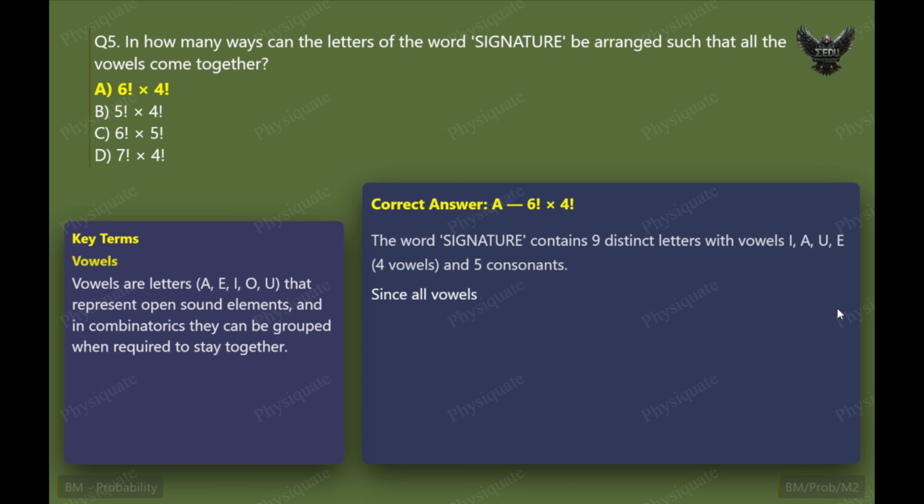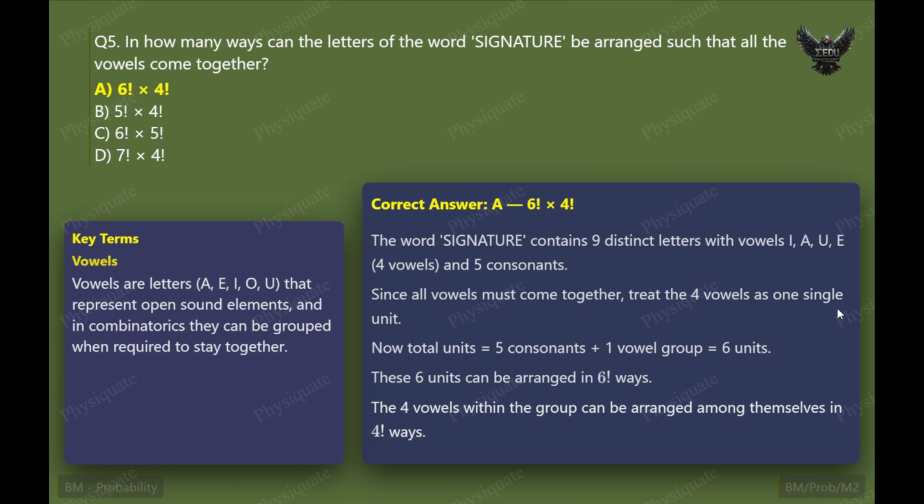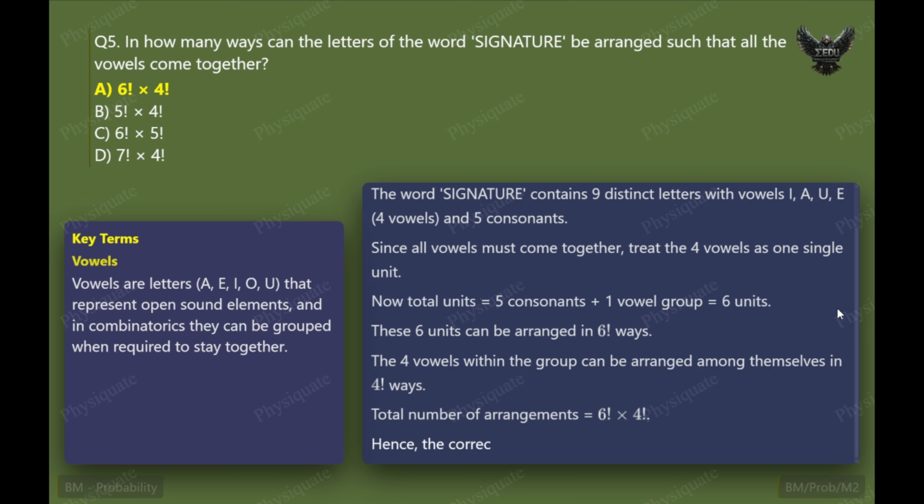Since all vowels must come together, treat the 4 vowels as one single unit. Now total units equals 5 consonants plus 1 vowel group equals 6 units. These 6 units can be arranged in 6 factorial ways. The 4 vowels within the group can be arranged among themselves in 4 factorial ways. Total number of arrangements equals 6 factorial times 4 factorial. Hence, the correct answer is 6 factorial times 4 factorial.